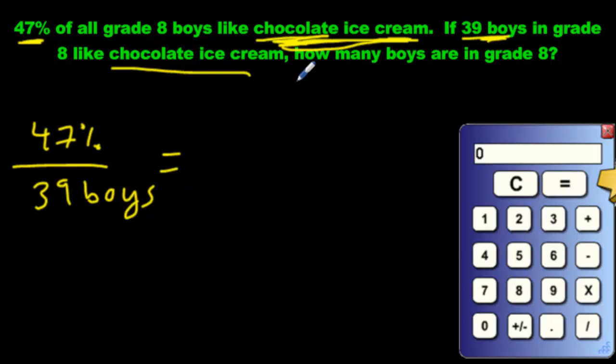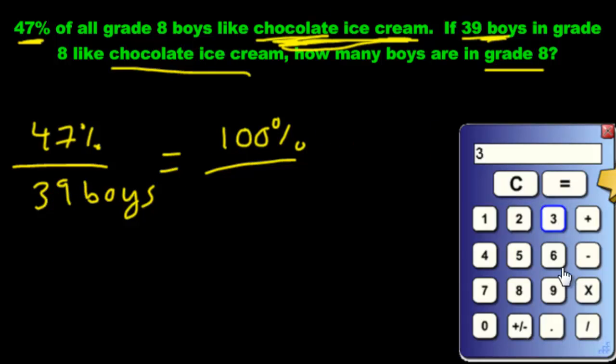So how many boys are there in grade 8? Boys who like chocolate and boys who don't like chocolate. Everybody put together. That's going to be 100% of the population. So it's going to be about double this number, right? If half the boys, that 47 is almost half, like chocolate ice cream, and that's 39 boys, then there's going to be about double that amount altogether in grade 8. So we have 39 times 100. That's 3,900. 3,900 divided by 47. And then we get 82.9. So we can round it to 83.